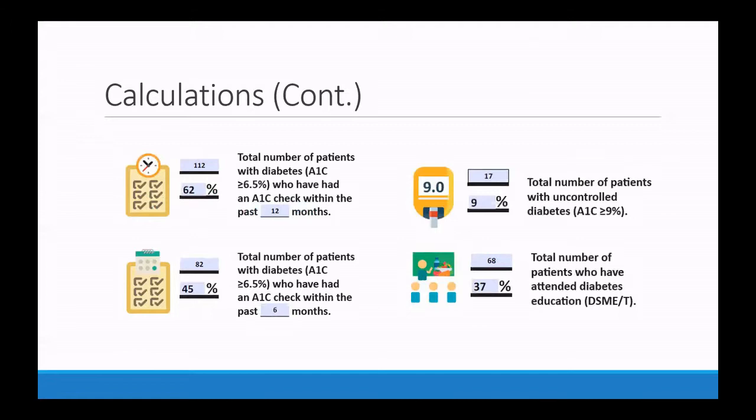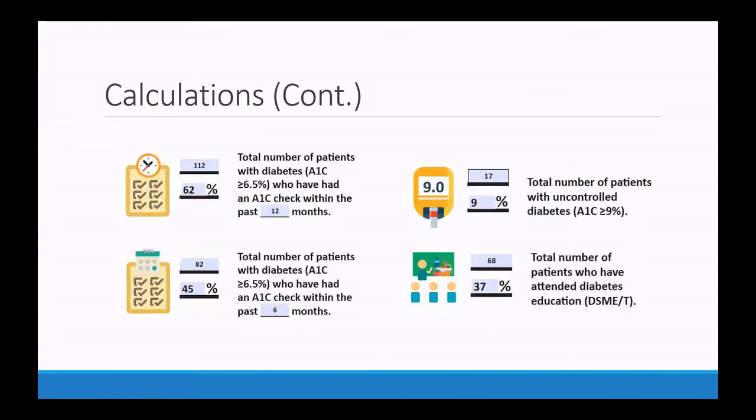I realize now that for the total number of patients with diabetes, A1C greater than or equal to 6.5, who have had an A1C check within the past 12 months, I maybe should not have included that one in here because we had it on the previous slide, and I realized that number's different. So forgive me there, we're making up these numbers because we don't have real data, but just showing how to go through it here.